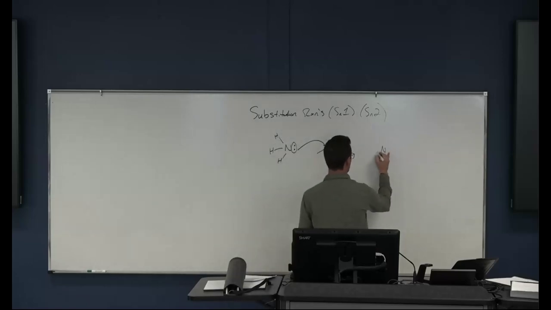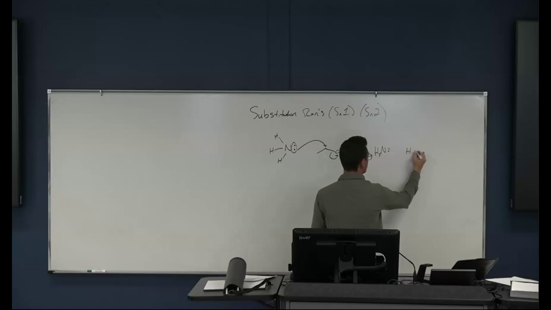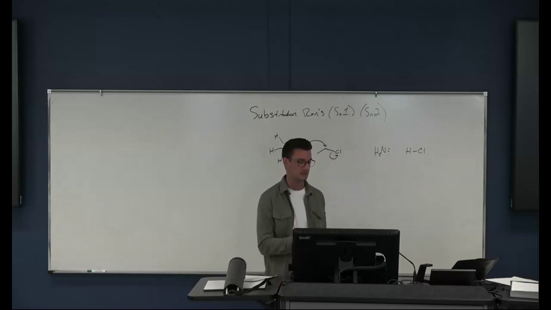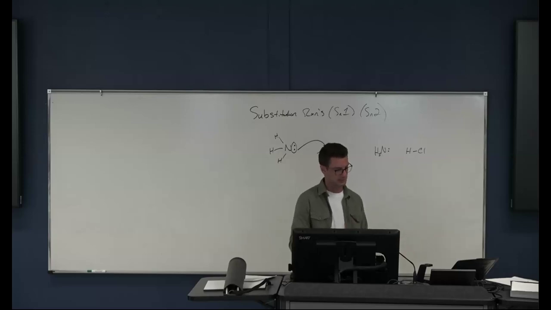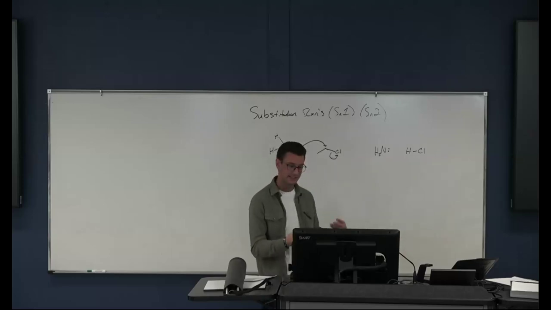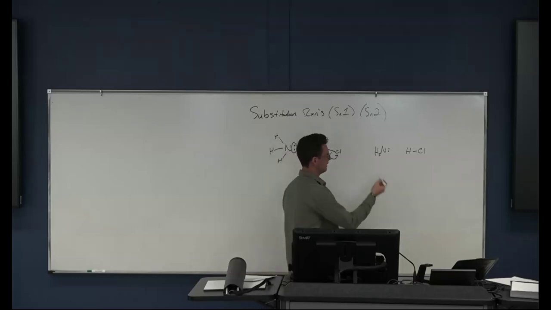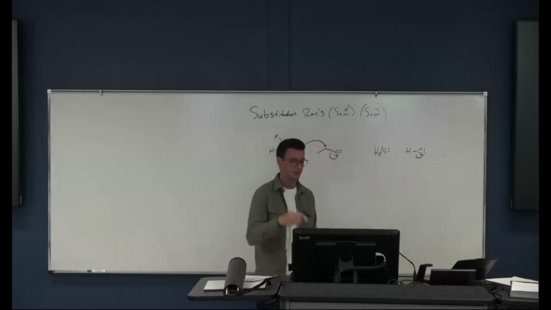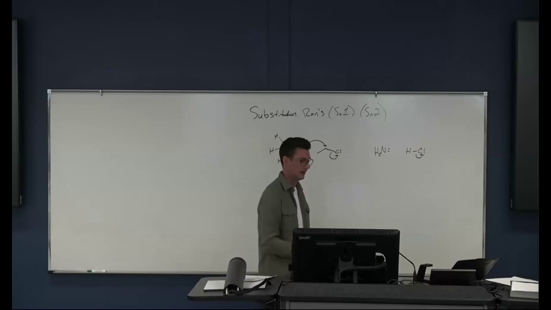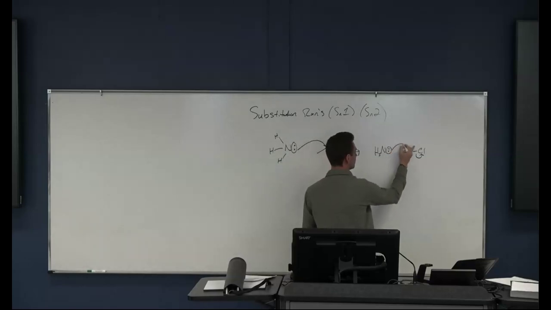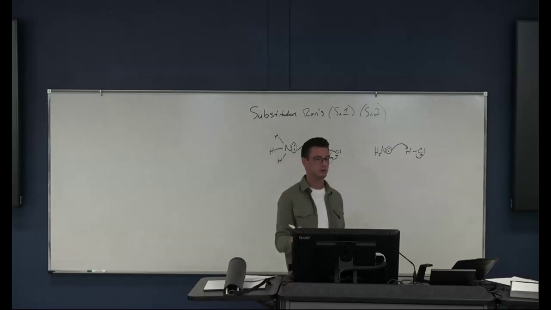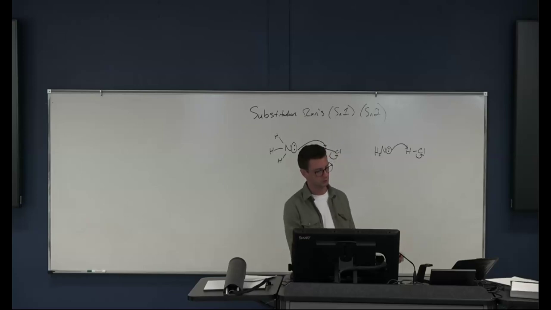Versus it acting as a base, in which case say you have NH3 again, but you're reacting with something like HCl. Bases, going back to our basic acid-base definitions, are going to want to take that hydrogen. So that HCl is going to give up its hydrogen, and that lone pair is going to go make a bond with that hydrogen. So that's a very broad overview of the difference between a nucleophile and a base.